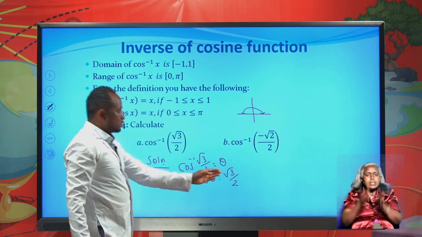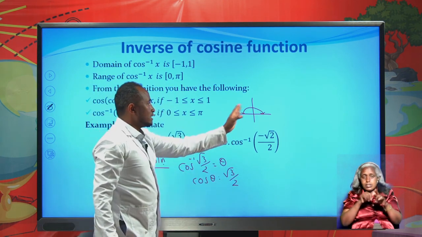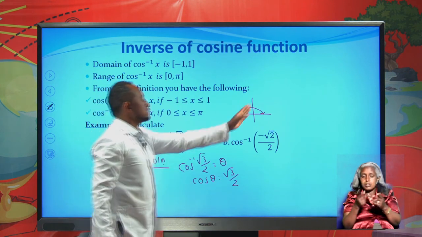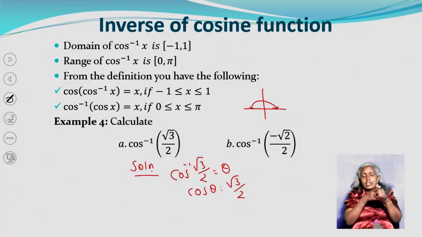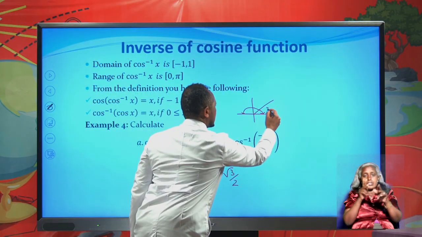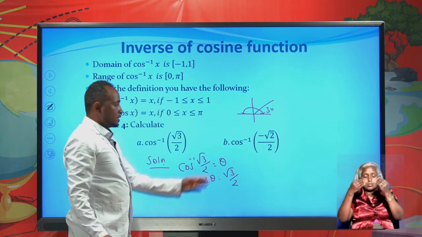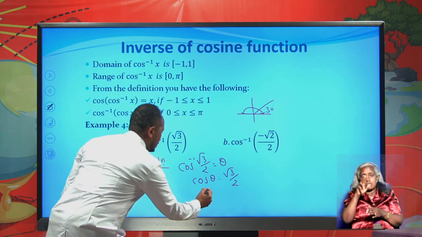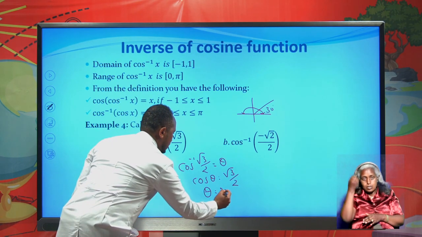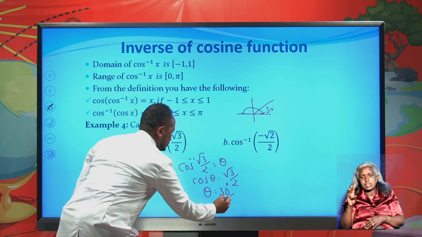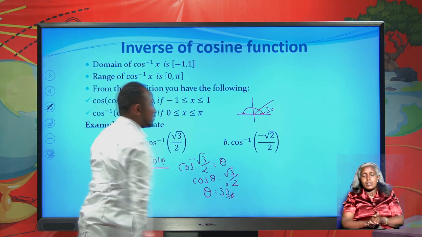If the value is negative, the angle found is in the second quadrant. If the value is positive, the angle is found in the first quadrant. Therefore, cos theta is root 3 over 2 at 30 degrees. It's a first quadrant angle, 30 degrees, which gives you cos theta to be root 3 over 2. Therefore, the value of theta here is 30 degrees, or pi over 6. I will leave this for you to try.